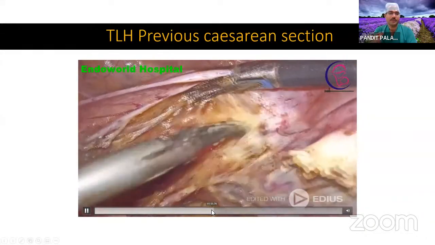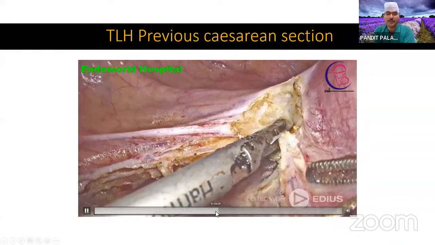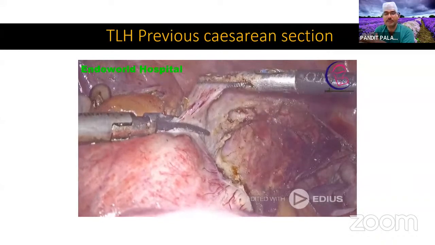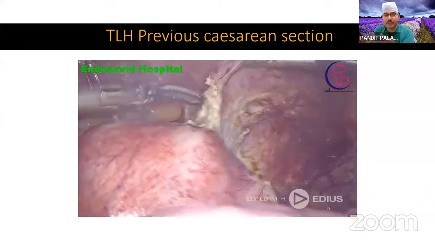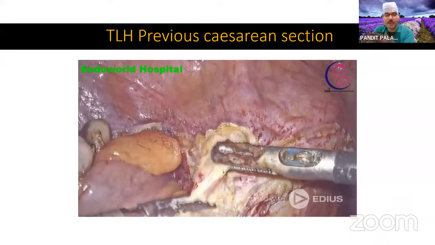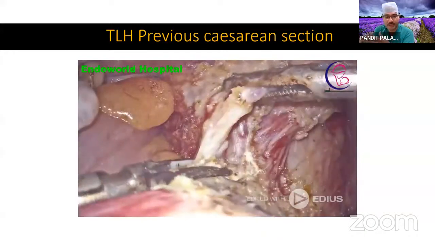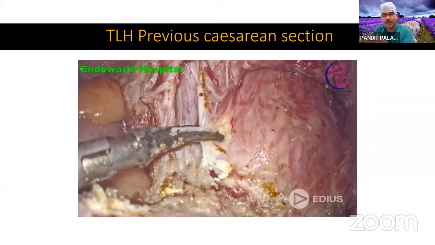Here you can see, even this is a patient with just previous 2, the adhesions are very dense. So it doesn't depend whether it is previous 2, previous 3, or previous 4. It depends on the individual adhesion forming tendency of the patient. You may have dense adhesions with a single cesarean section, or you may have no adhesions with previous 2 or 3 cesarean sections also.